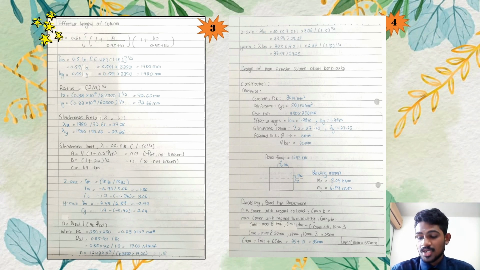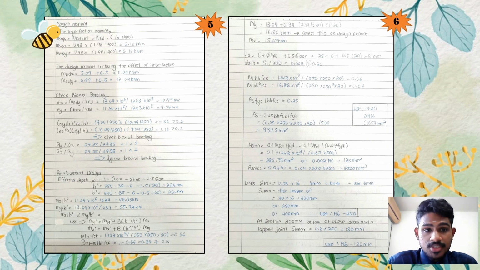For the loads, the axial force is 1243 kilonewton, and the bending moment Mz is equal to 5.09 kilonewton meter, and also My is equal to 0.89 kilonewton meter. Okay, for the durability and fire resistance, you can use Cnom as 35 millimeter, where Cmin is equal to 25 and also Cdev is equal to 10, and we should add both of them: 25 plus 10 is equal to 35 millimeter. So that is our Cnom that we are going to use for the whole calculation.